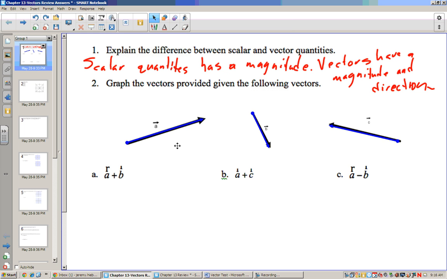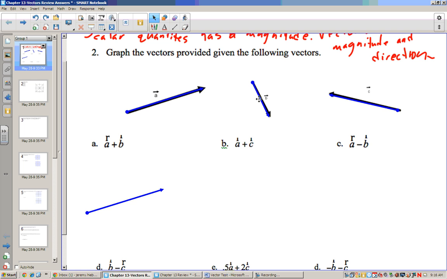All right, now if I want to graph the vectors a plus b, that's taking a and putting b at the end of a, then I'm going to go from the beginning of a to the end of b. Now I should put an arrow at the end of this to show its direction.